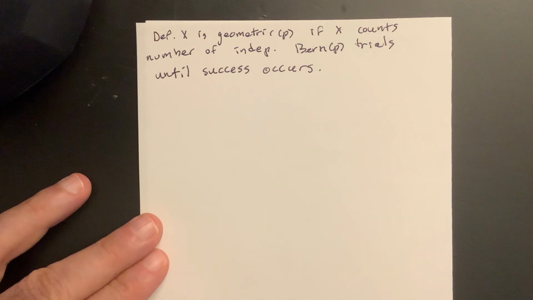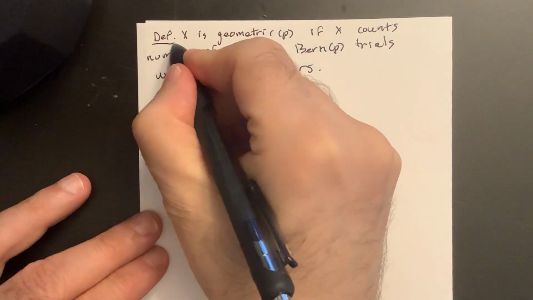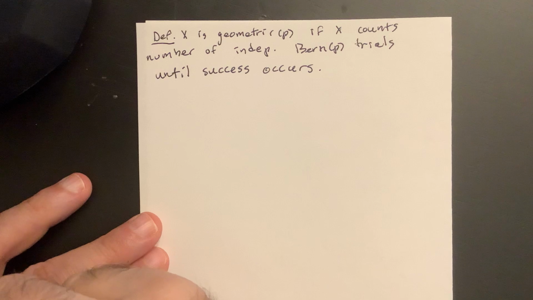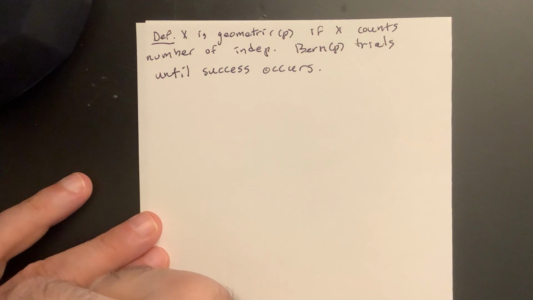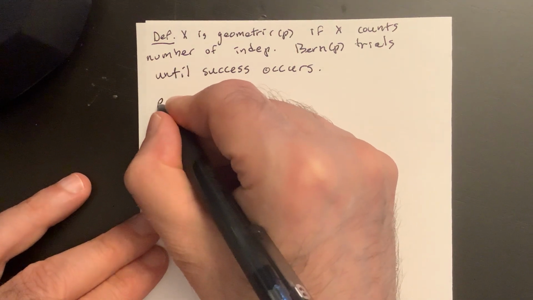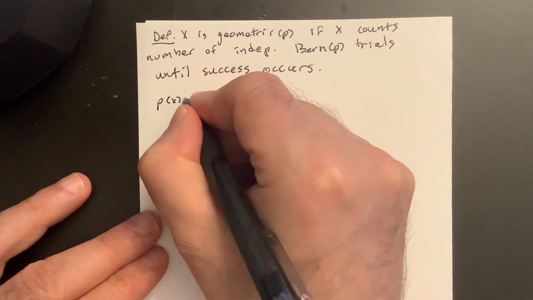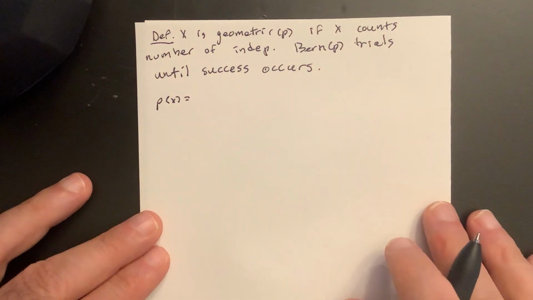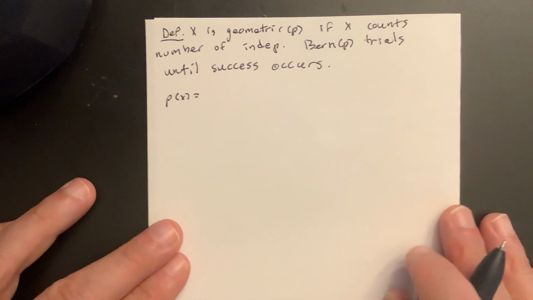Okay, well, let's continue. I want to introduce another discrete random variable called the geometric random variable. We say X is geometric p if X counts the number of independent Bernoulli p trials until a success, that would be the X equal 1 case, occurs. And we can write a PMF for this. So we have p of x, or you could put k if you like, to use those better for positive integers.